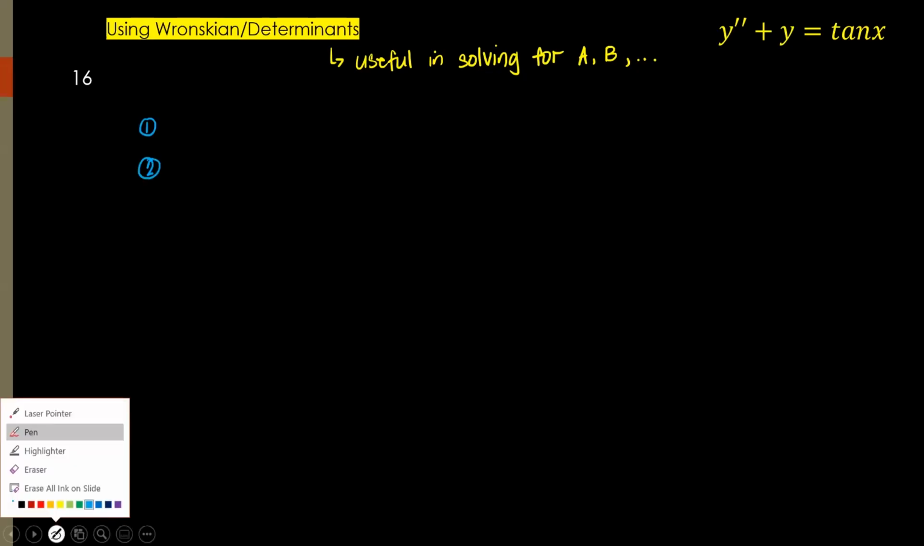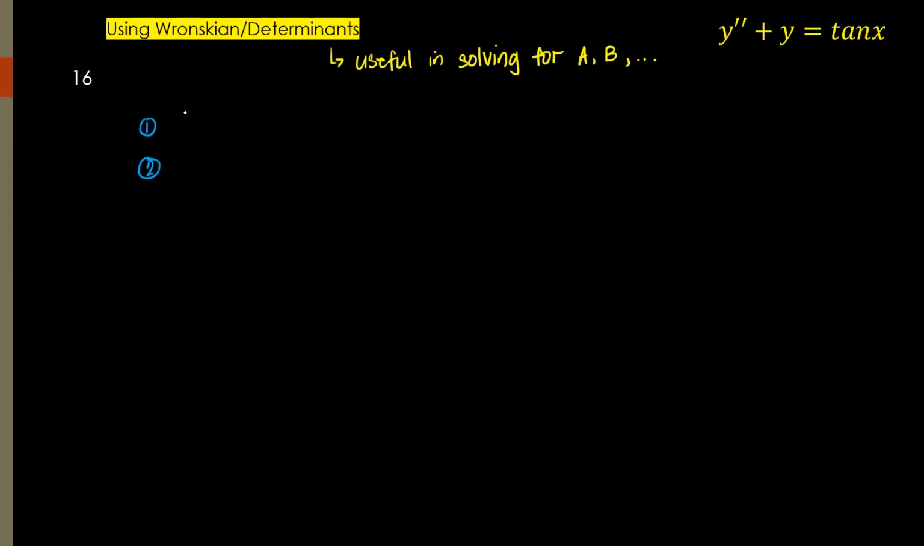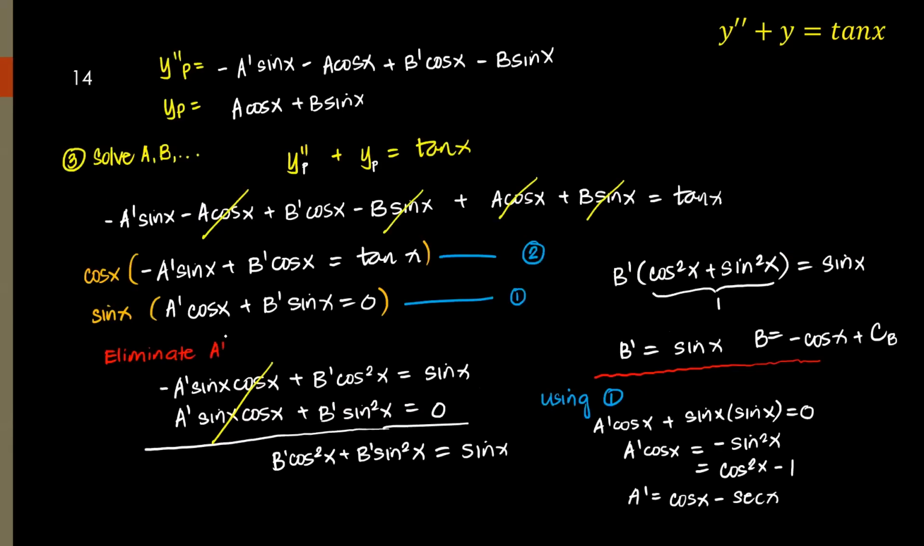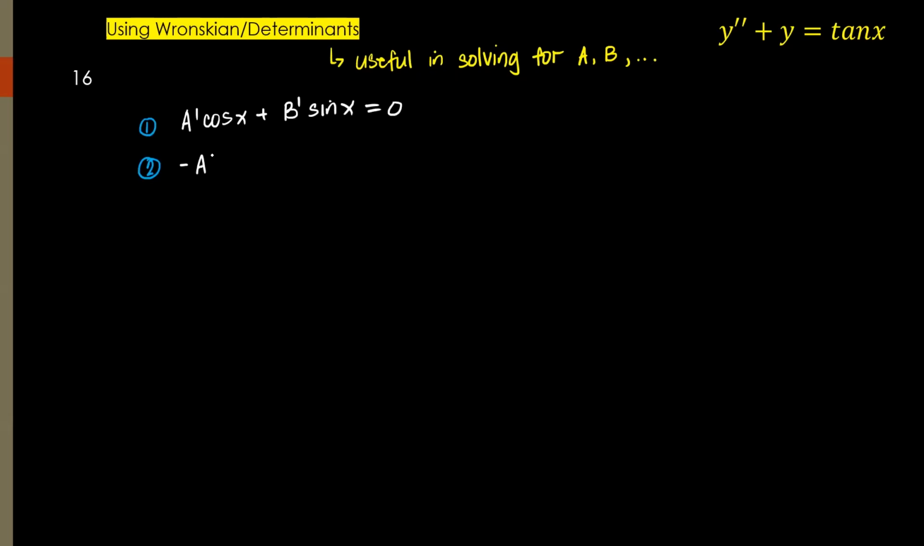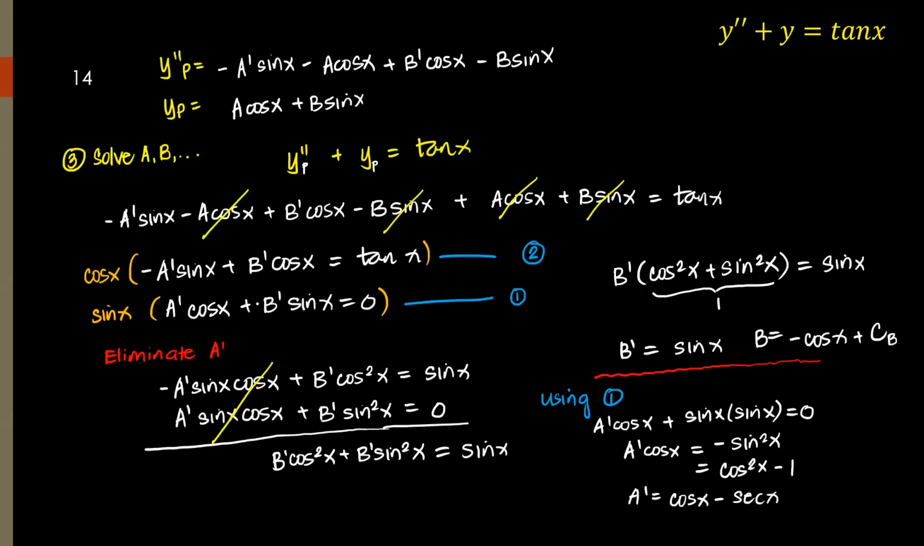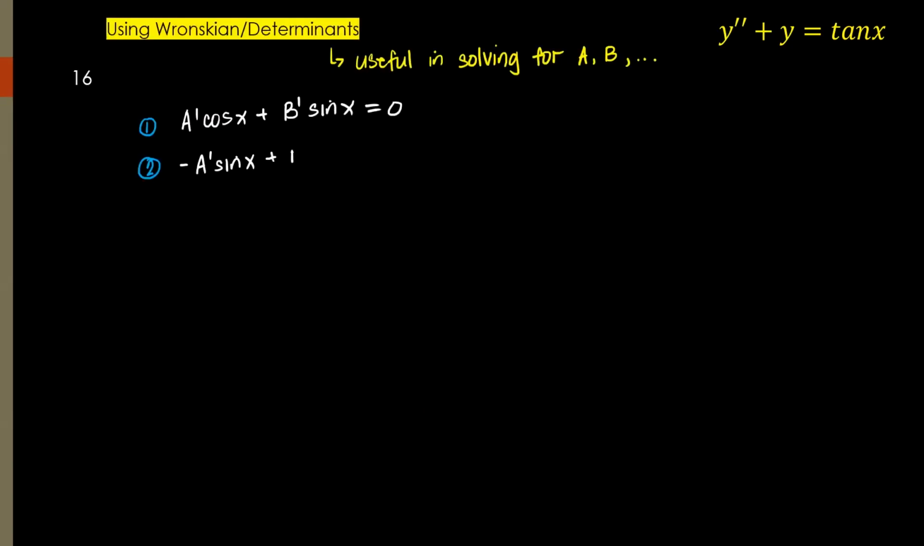Your equation number one was A prime cosine of x plus B prime sine of x was equal to 0. And then your equation number two, negative A prime sine x plus B prime cosine x is equal to tangent x.